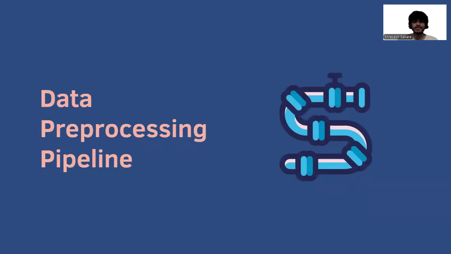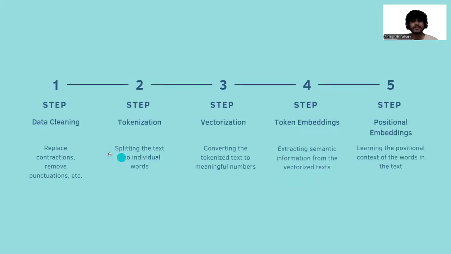Now coming to the data pre-processing pipeline, I'll just brief you about it. It takes place in five steps. In my project, I combined steps 2 and 3, but technically it takes place in five steps. The first step is data cleaning, which replaces contractions such as shouldn't, couldn't, don't with should not, could not, and do not, and removes the punctuation marks. We also remove the stop words such as I, me, pronouns and so on, which do not contribute a lot to the semantics of the sentence. And we also convert the sequences to lowercase.